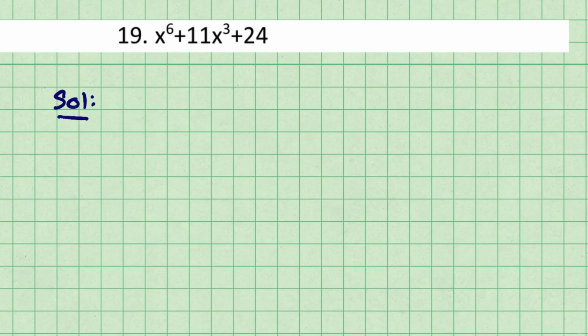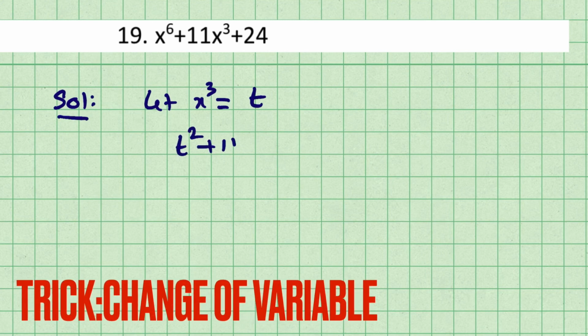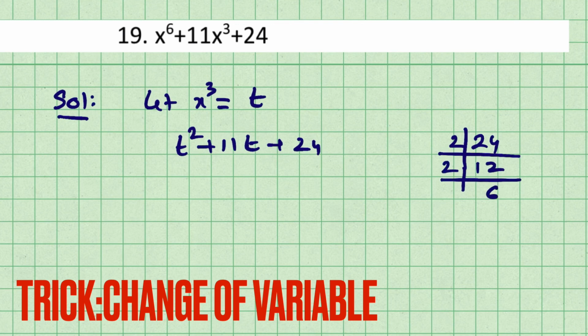19th is also similar to 18th. Here I notice x cube is there, x to the power 6 is there. So let's take x cube as the new variable t. Therefore, the expression will convert to t square plus 11t plus 24. Can we factorize this by splitting the middle term? So 24 means 2 into 12, which can further be written as 2 into 6. So 4 and 6 will not give us 11. I'll do one more time. Now we have 8 and 3. 8 plus 3 is 11. So therefore, we can factorize 11t as 8t plus 3t plus 24.